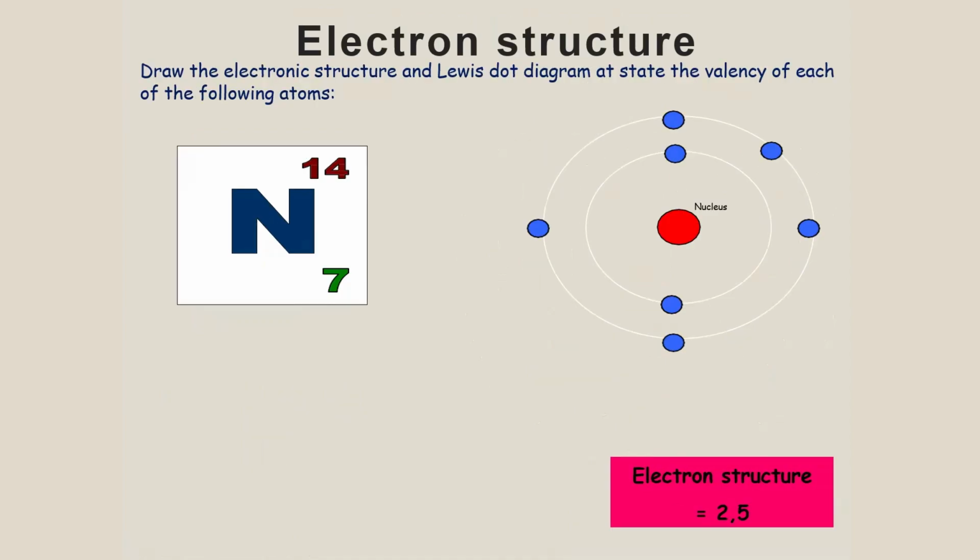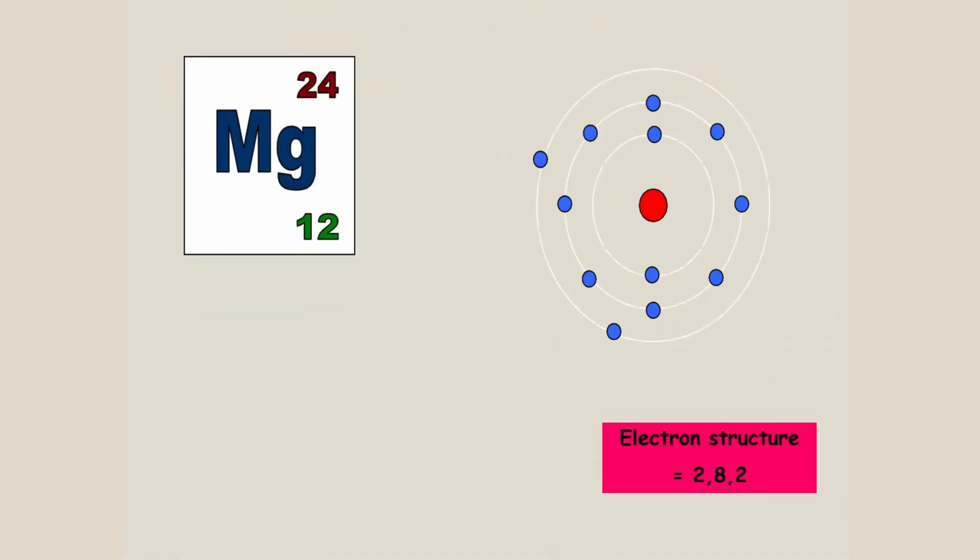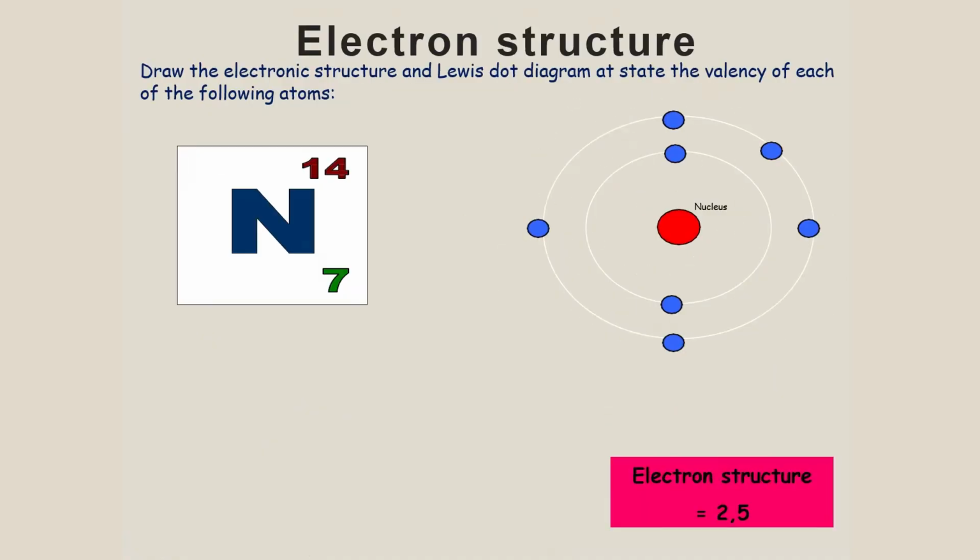What do you think about nitrogen? What is the number of electrons? Perfect, 7. From the atomic number, it has 7 protons, so it has 7 electrons. So how can you configure these 7 electrons? Excellent, 2 and 5. So the first shell has 2 and the second and last shell has 5 electrons. The valence shell has 5 valence electrons.